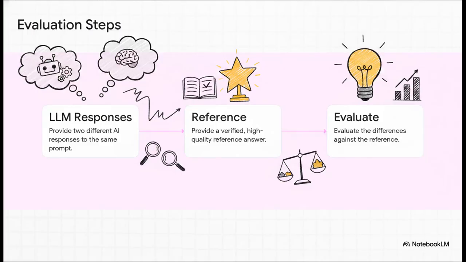The framework itself operates on a highly logical premise. Step 1, you just take two different AI answers to the exact same prompt. Step 2, you hold both of those up against a known, verified correct reference answer. And step 3, you evaluate the differences. It's actually a brilliant illustration of the scientific method applied directly to machine learning. It's an A/B test, but instead of testing, say, the color of a button on a website, we are testing the complex reasoning and generative capabilities of advanced neural networks against an absolute gold standard.